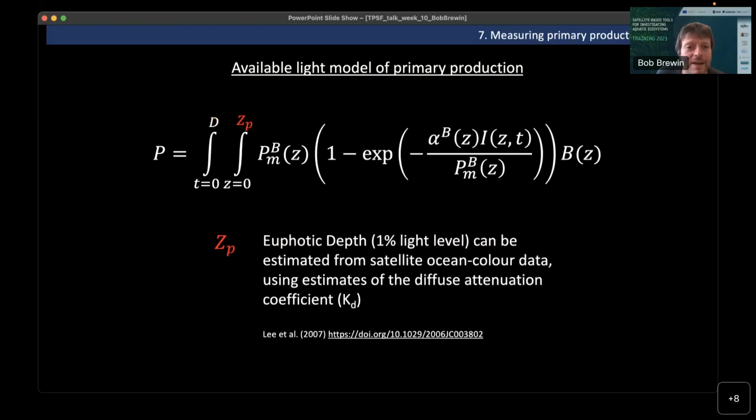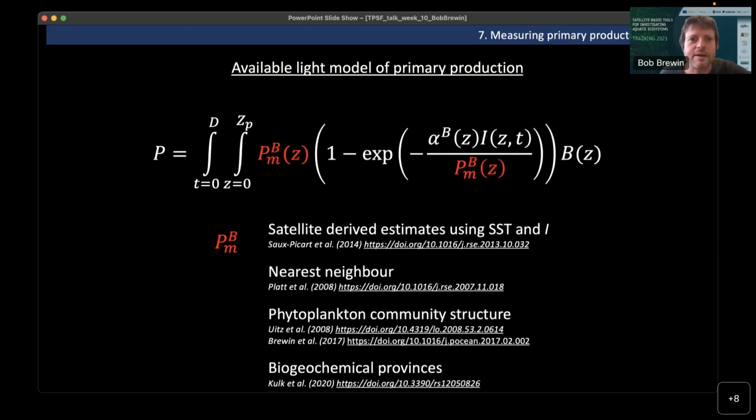The next thing we need to know is the depth of the euphotic zone, the 1% light level. And again, this can be estimated pretty well from satellite ocean color data, actually. For example, using estimates of the diffuse attenuation coefficient, and the euphotic depth is now a sort of standard product actually produced by many space agencies. So day length and euphotic depth we can get quite well from satellite.